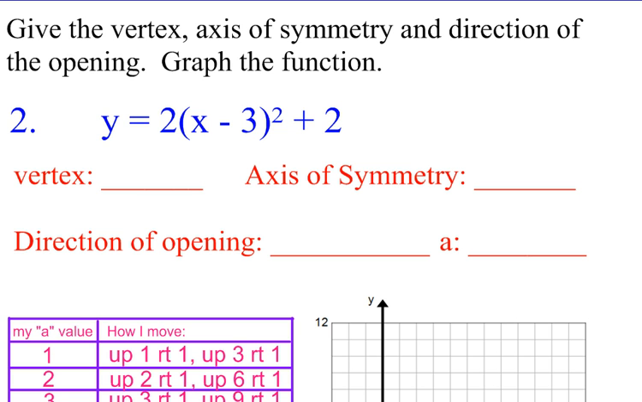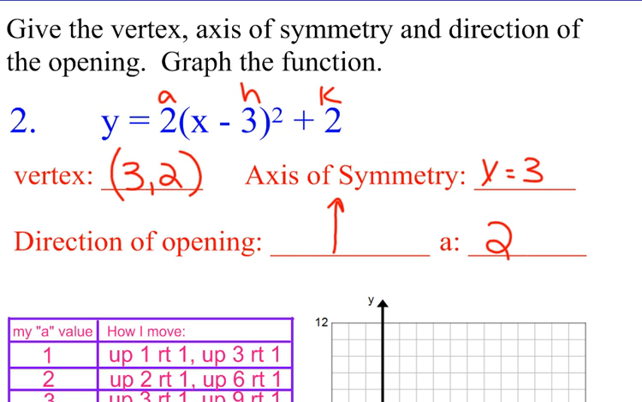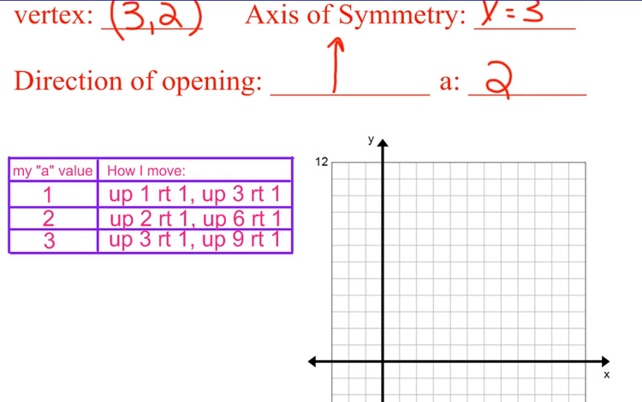Let's try the second one. You guys go ahead and try this one and see if you can name the vertex and the a value. So again, here's my a, h, and k. Since my vertex is (h, k), it is (3, 2). Remember, opposite of what it says in there. My axis of symmetry then is x equals 3. My direction of opening is up because my a value is 2.